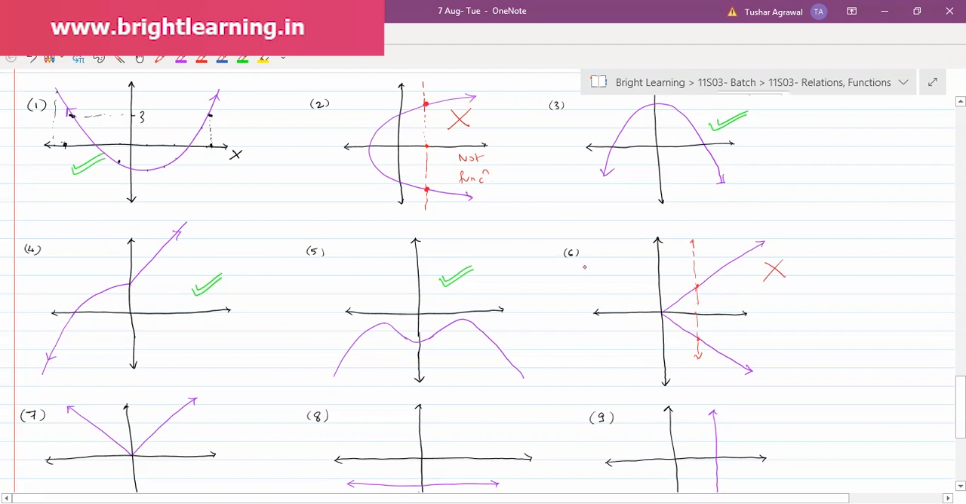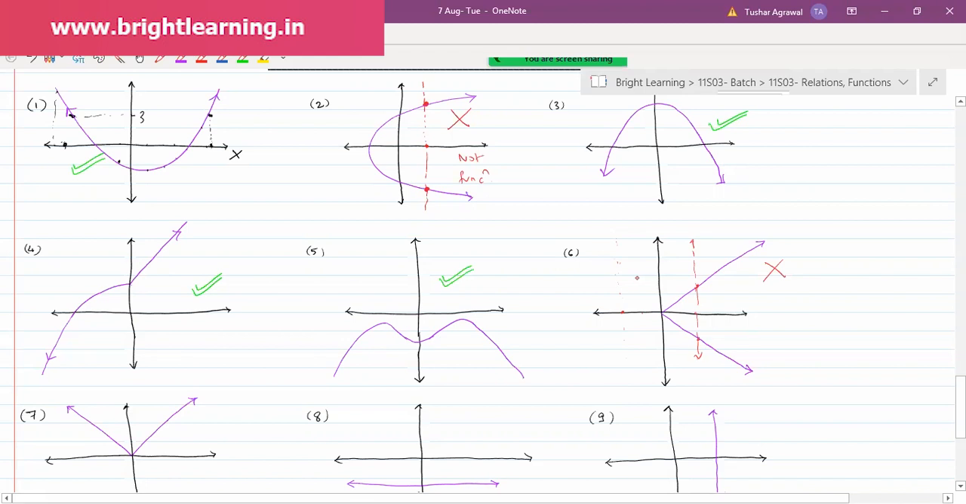For also there is another point. Let's say consider x equal to -1. It has no image. It does not have any image. कोई y coordinate नहीं है. X equal to -0.5 or x equal to -2. There also do not have any images. So this is not a function.